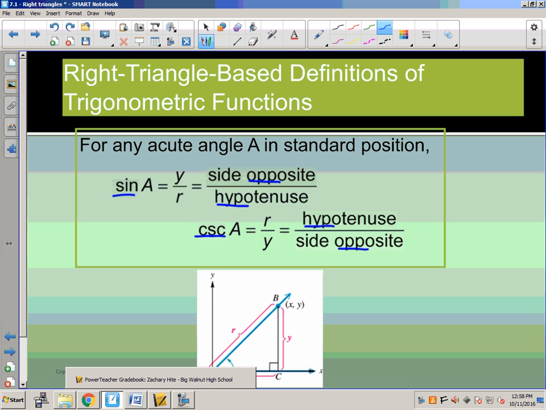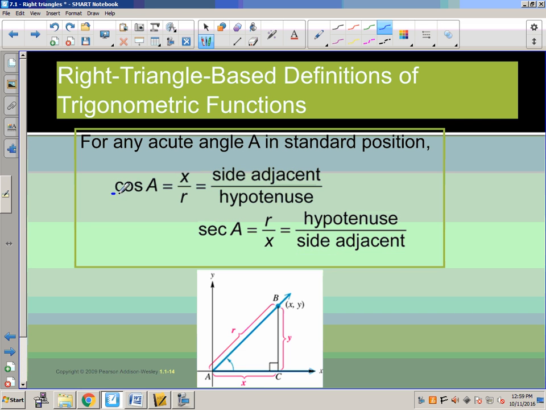Right, next up we are going to do cosine. And cosine is what? In terms of the sides, opposite, adjacent, and hypotenuse, cosine is adjacent over hypotenuse. Secant is the reciprocal of that, so what's secant going to be? Flip it on its head, hypotenuse over adjacent. So cosine is adjacent over hypotenuse. Secant is hypotenuse over adjacent.